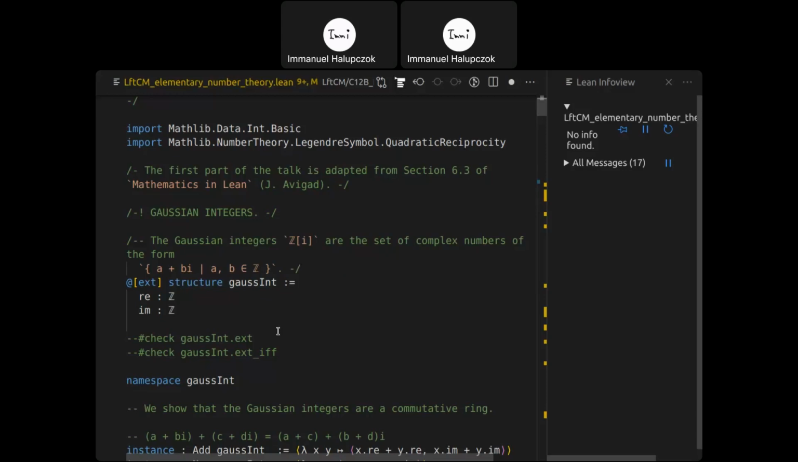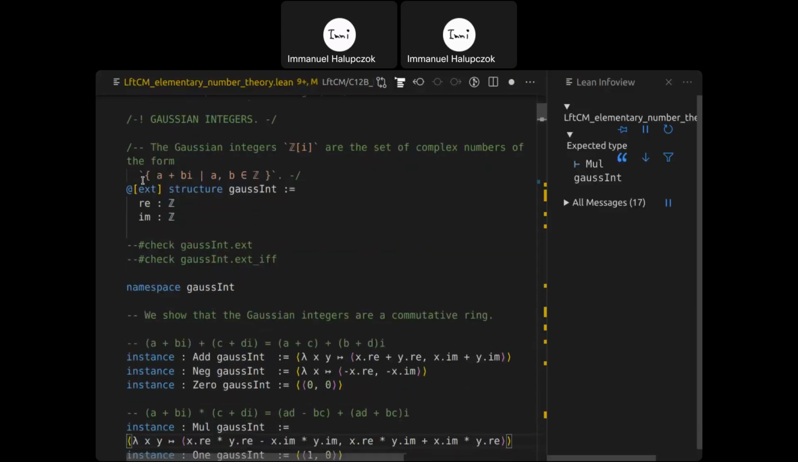There are other alternatives, right? Instead of doing this structure kind of definition from the beginning, we could define it as a subtype of the complex numbers or even as a subring of the complex numbers. And of course, for that, we will have to prove that the addition, for example, of two Gaussian integers is still a Gaussian integer and so on. So yeah, there are several approaches. We are going to stick with this one.